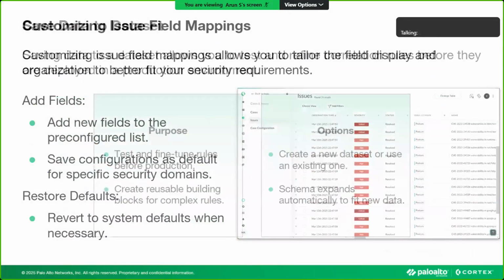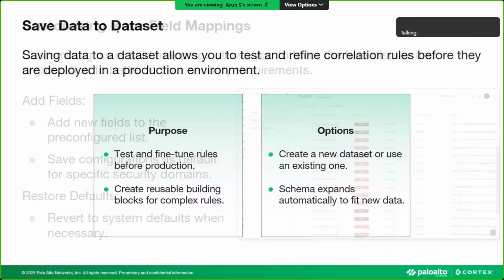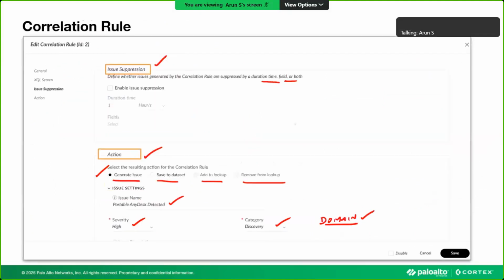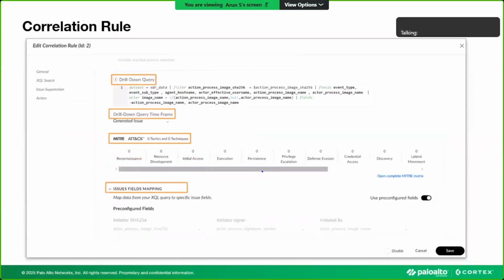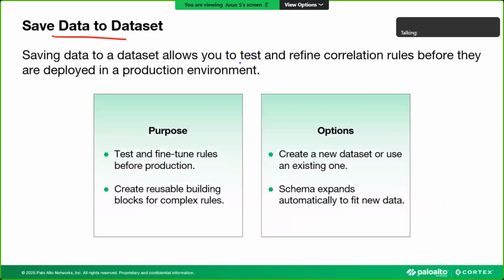And you have the action save data to data set. So you have different actions: generate issue, save to data set, and add and remove from lookup. Now save to data set, what does that do? That allows you to test and refine correlation rules before they are deployed in a production environment. So you can test and fine tune rules before production.